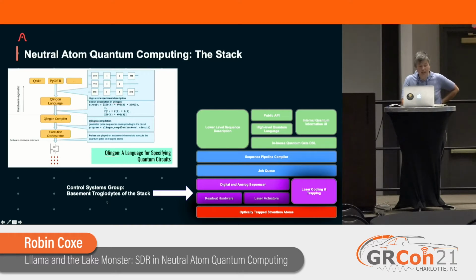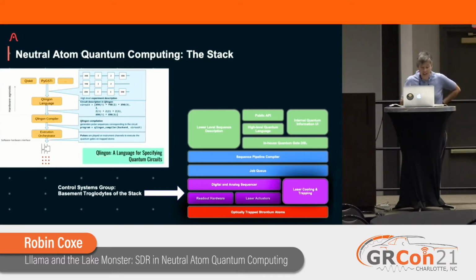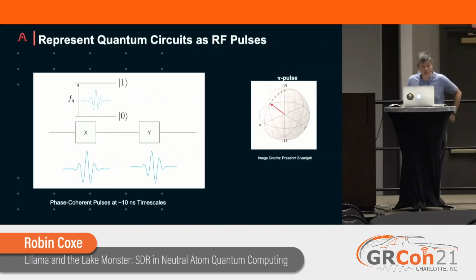The members of the control systems group are basically the non-quantum engineers. Essentially, we're representing our quantum circuits as RF pulses. The area under the pulse determines exactly how much of our population we transfer from one state to another, and the shape of the pulse has a huge effect on the performance of the gate. So the SDR needs to very precisely control the amplitude, phase, and frequency of this pulse.